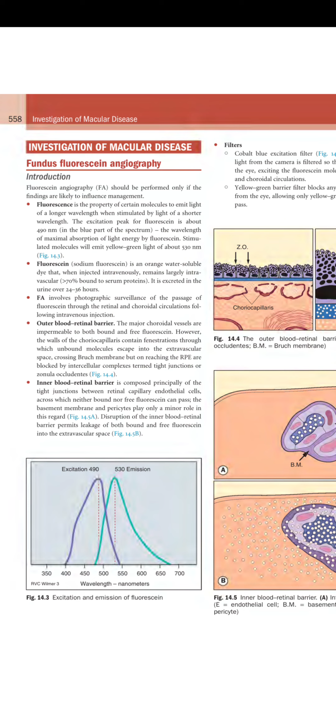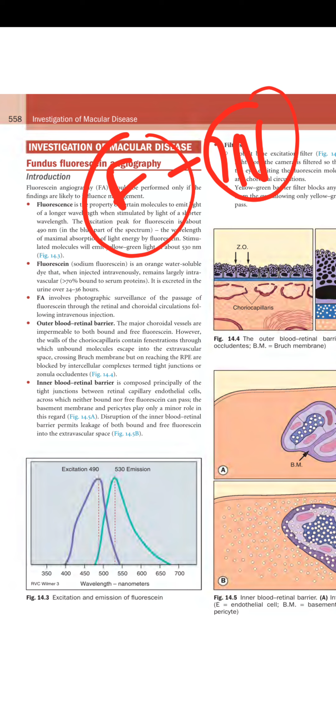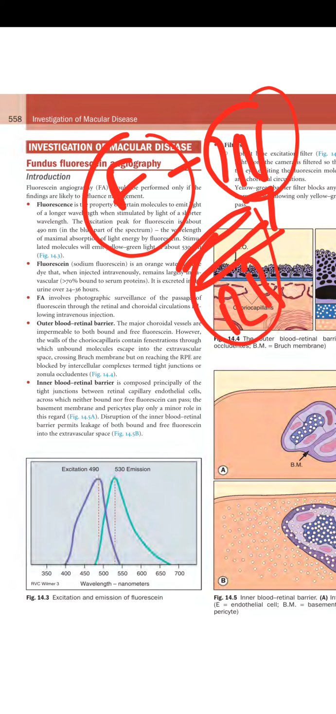Sodium fluorescein is an orange water-soluble dye that, when injected intravenously, remains largely intravascular, with greater than 70% bound to serum protein. It is excreted in urine over about 24 to 36 hours. So basically fluorescein remains intravascular, which is why we can identify the passage of the blood and track the retinal blood vessels.